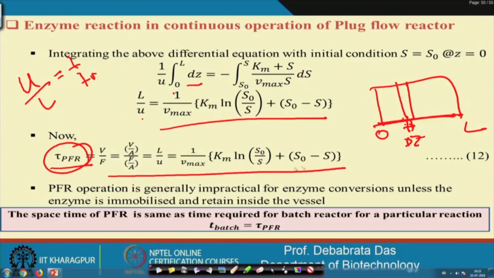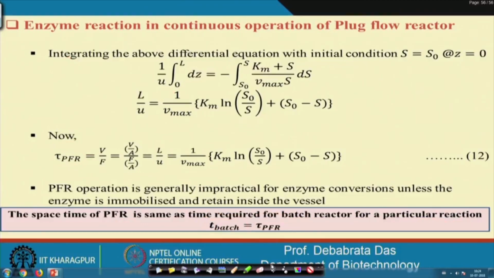Now, if you look at this expression and the batch expression, we will find they are almost the same. So, we can write that the space time of the plug flow reactor is the same as the time required for the batch process, because T batch equals tau plug flow reactor.